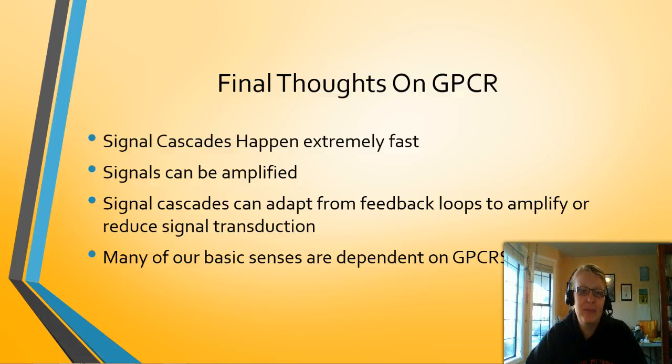These signals can be amplified. They can trigger secondary responses. There's a variety of things. Remember, it's all those functions we talked about in topic 1. And the signal cascades can adapt from feedback loops, which amplify or reduce that signal. So if they even get the signal and the cell says, no, no, no, we don't need to do that, it'll back down that signal transduction. It's not a thing that once it starts, it can't be stopped. Feedback loops play a huge role in this.